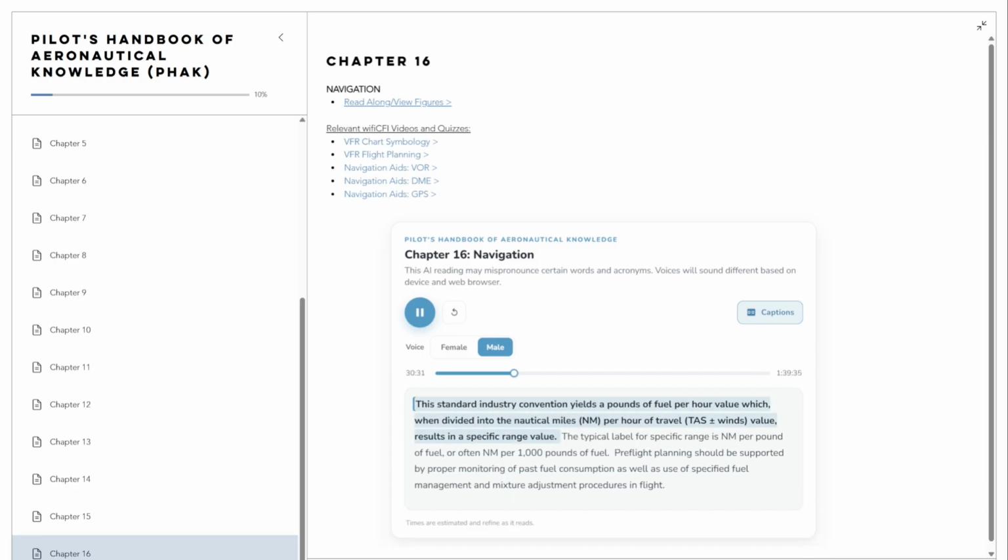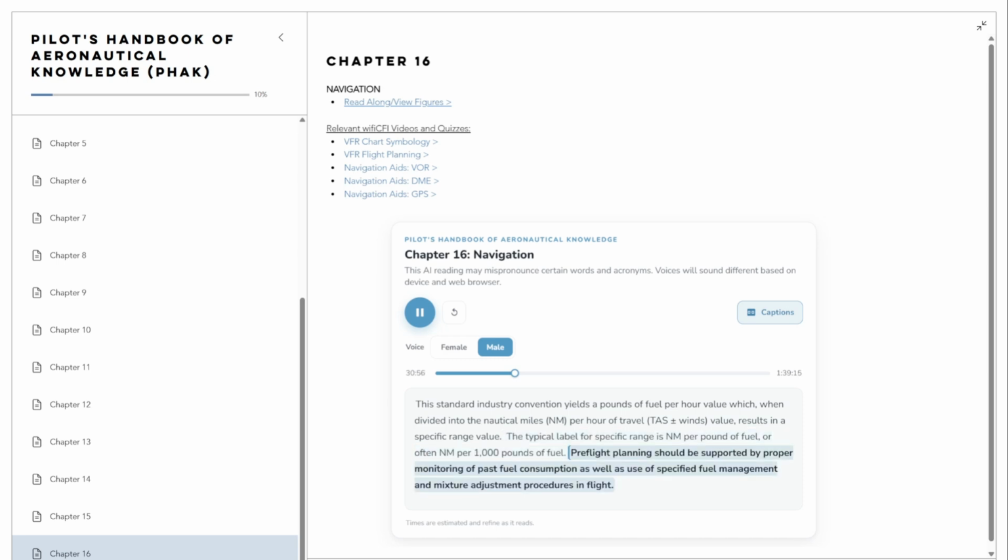This standard industry convention yields a pounds of fuel per hour value which, when divided into the nautical miles, NM, per hour of travel, TAS plus or minus winds, value, results in a specific range value. The typical label for specific range is nautical miles per pound of fuel, or often nautical miles per 1,000 pounds of fuel.